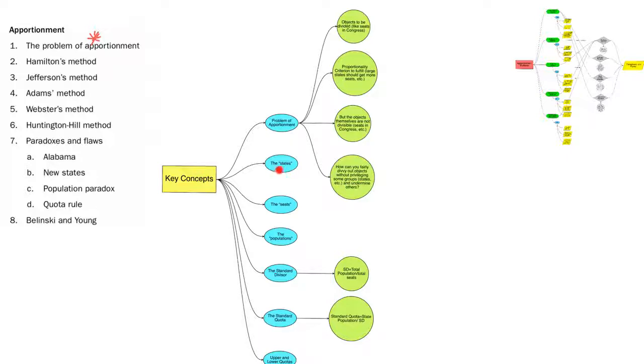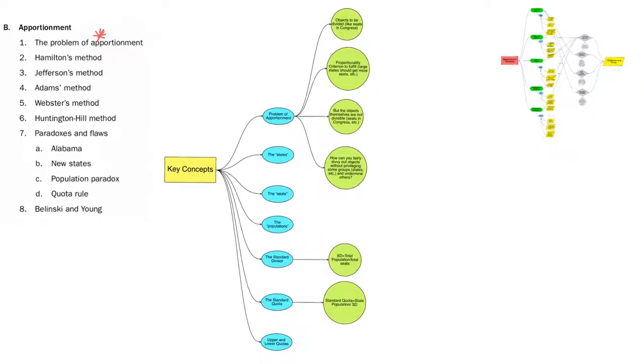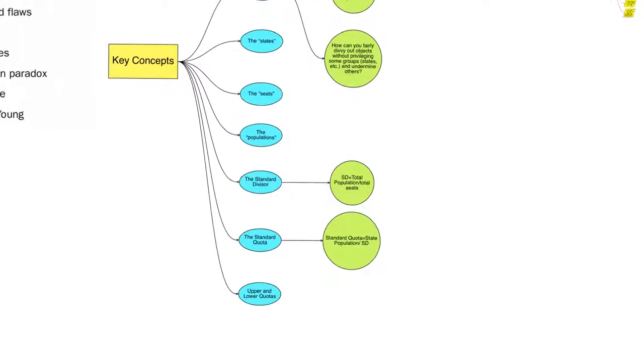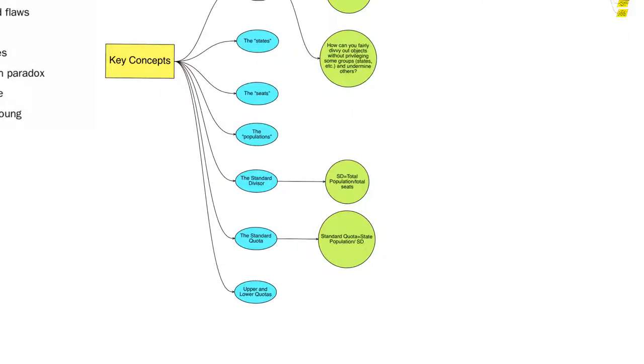Another key concept is the idea of states in general. So we typically think of the word states as applying to states in a country, but this term could be used for other categories as well. Seats, such as the seats in Congress. Seats are essentially the objects that are to be divvied out. The populations, well, that has to do with the entire population of the country in general, but also the populations of the states themselves. So, for example, one of the states, like Alabama in the United States, of course has its own population, as opposed to Texas having a different population.